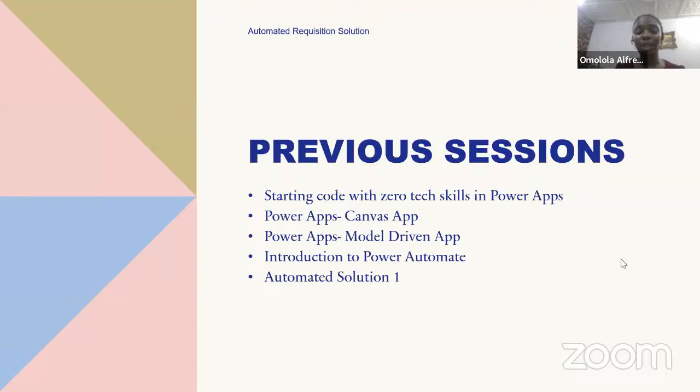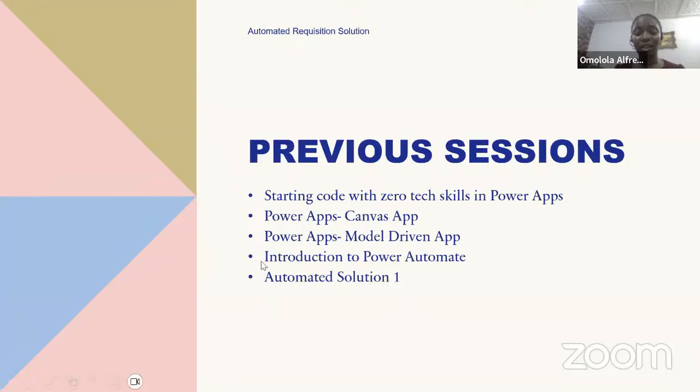Then the second class, we had Power Apps. We entered into Power Apps and looked at Canvas apps in the Power Apps ecosystem. Then the third class, we delved into model-driven applications. Model-driven applications are still inside of Power Apps, but with a different interface. If this is your first class, you can request the links and check all these other classes because they are connected one way or the other. However, if you've not joined any of these classes, you're still good to go.